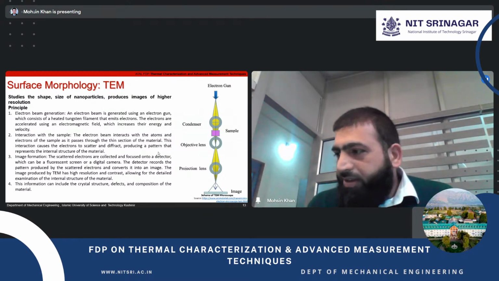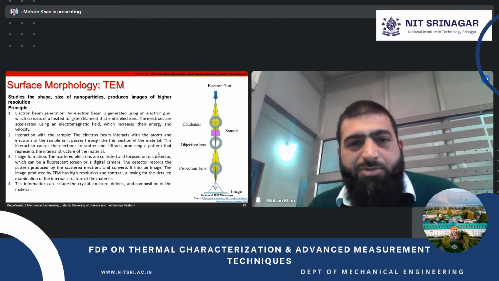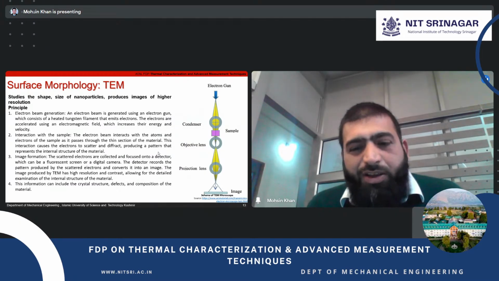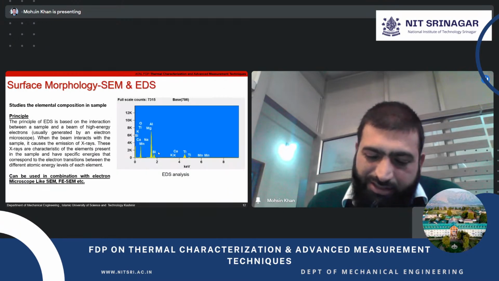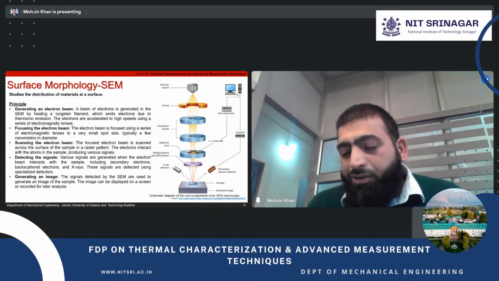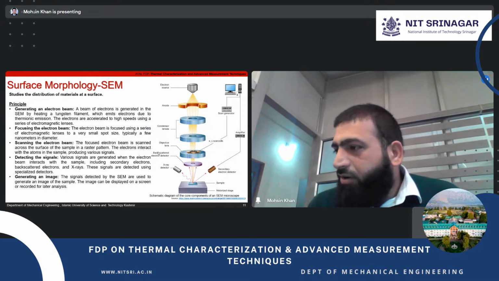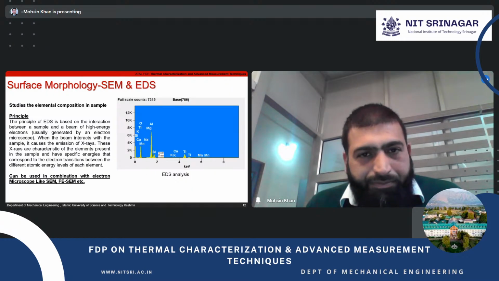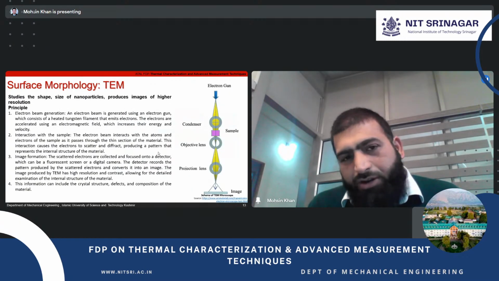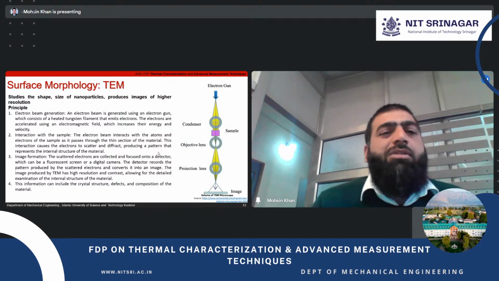So one more is the surface morphology, which can be examined using a transmission electron microscope. The disadvantage of the SEM is that since we can't go really to the nano level, we are not able to predict the size by the scanning electron microscope. So later on, a new characterization technique was introduced, which is known as the transmission electron microscope.